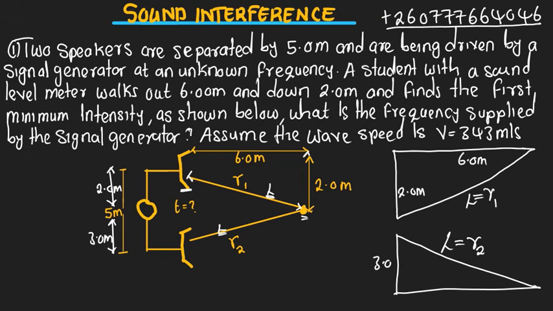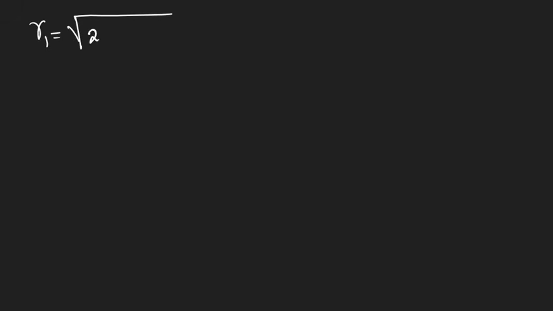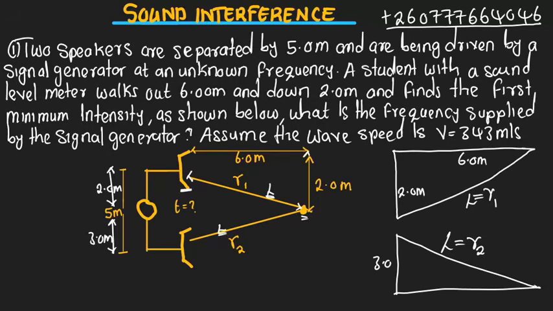Now we all know that when you're doing sound interference, I taught and I mentioned that you find your R's first. So R1 is going to equal the square root of, because that is Pythagoras theorem, 2 squared plus 6 squared. This is basically what we have. Okay.